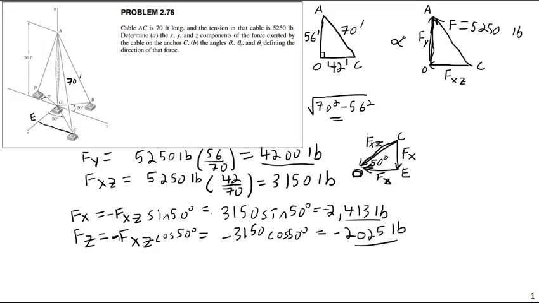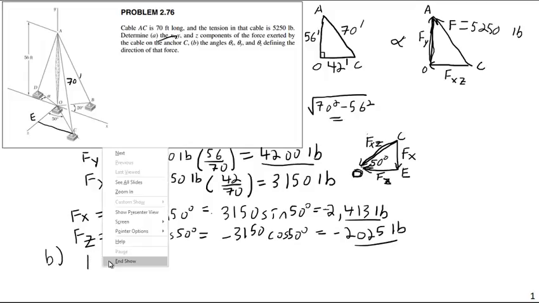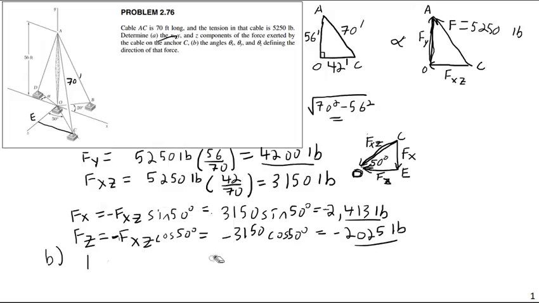So that's part A. And I don't feel a need to work through part B, because B is just a fairly straightforward application of the cosine formulas. Those are trivial.